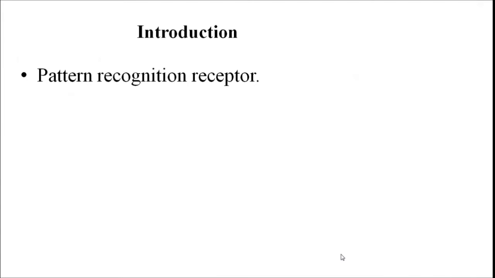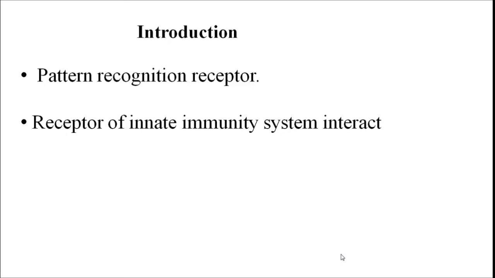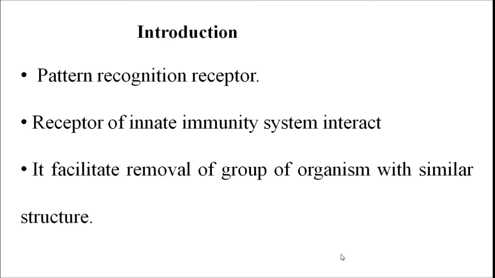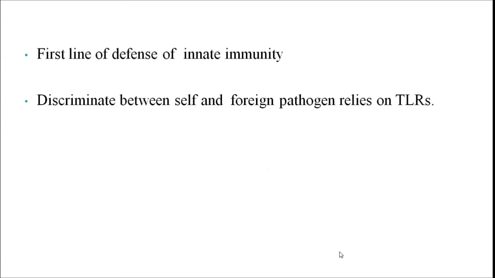Toll-like receptors are also known as the pattern recognition receptors, and these are the receptors of the innate immune system which facilitate the removal of groups from microorganisms having a similar structure. We can also say that toll-like receptors are the first line of defense of innate immunity, and they have an ability to discriminate between self and foreign pathogen.